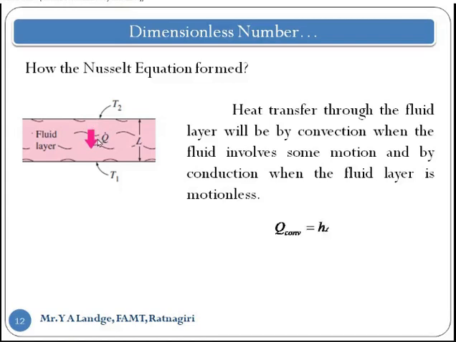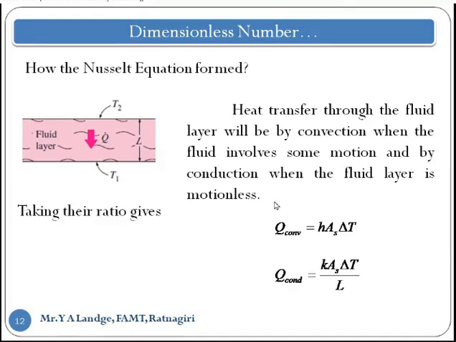So what is the condition? In the one case, when convection takes place, the heat transfer by convection has the formula hAΔT. And when the fluid is motionless, then there is conduction. So what is the formula for conduction? It is kAΔT by L. Now when we take the ratio of these two, it will give the Nusselt number.